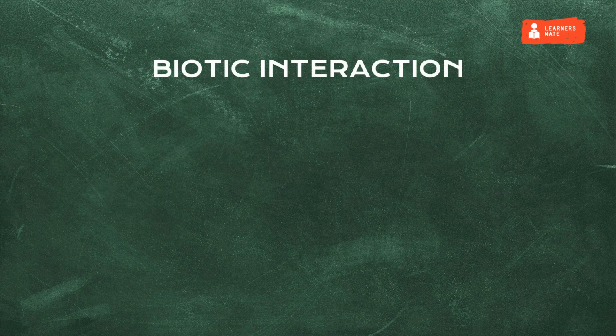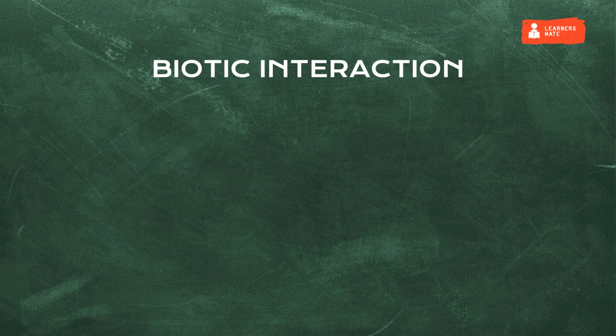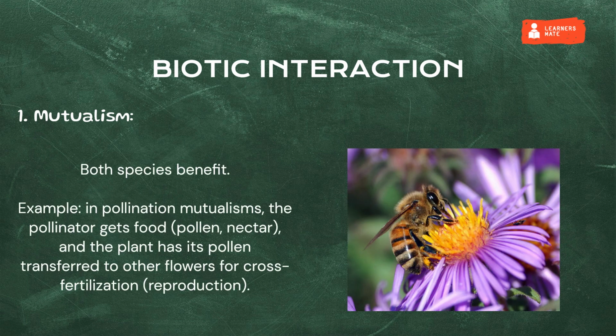Biotic interactions. Organisms living in the area are interlinked to each other in one way or another. The interaction between organisms is fundamental for their survival and for the functioning of the ecosystem as a whole. There are seven types of biotic interactions. The first one, mutualism. Both species benefit. Example: in pollination mutualism, the pollinator gets food and the plant has its pollen transferred to the flower for cross-fertilization.